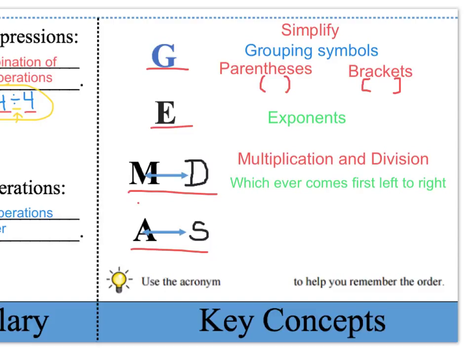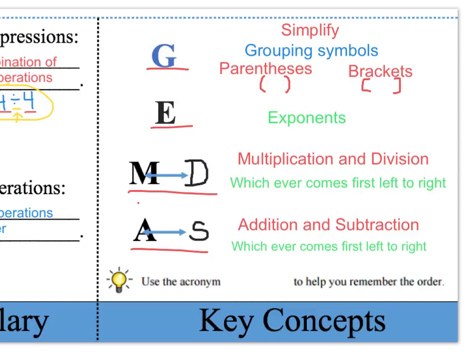Finally, the A and the S stand for addition and subtraction. So you want to make sure you do addition and subtraction last after you do everything else above it. So be sure you do whichever comes first, left to right. If addition comes first, left to right, do addition first. If subtraction comes first, left to right, then do subtraction first. Use the acronym GEMDAS to help you remember the order.